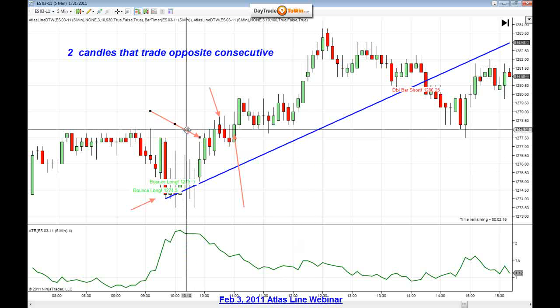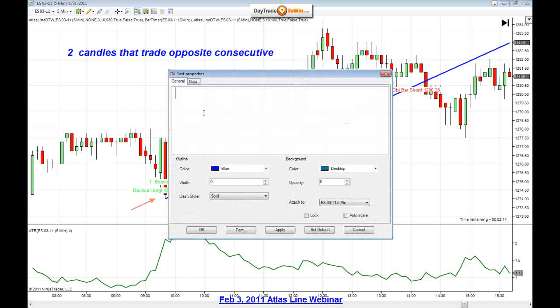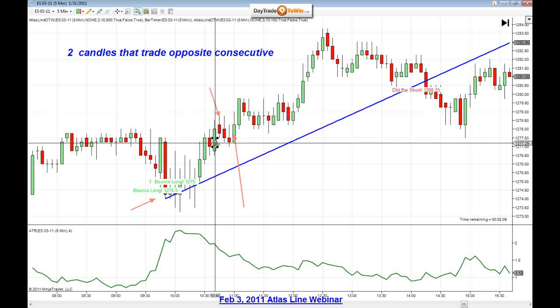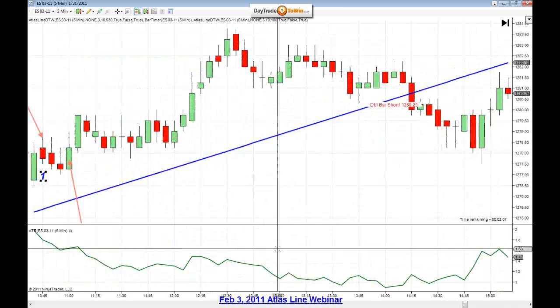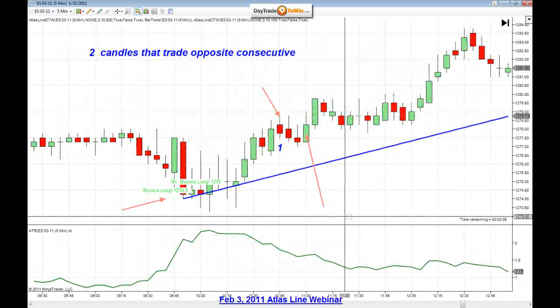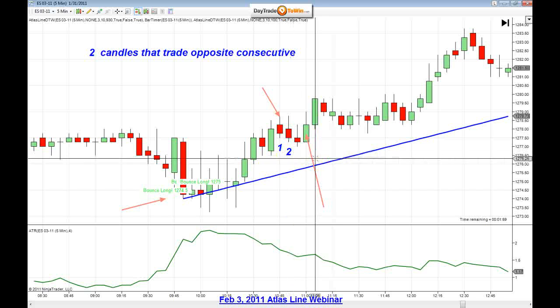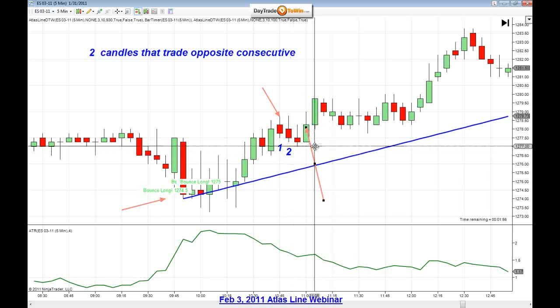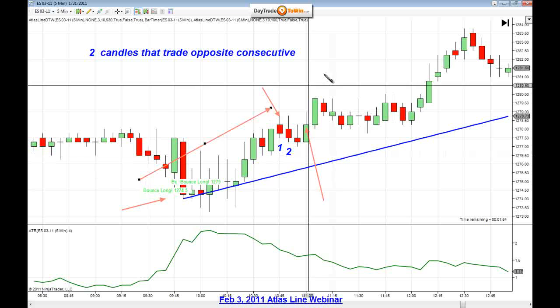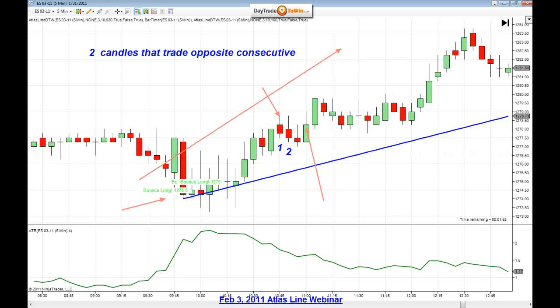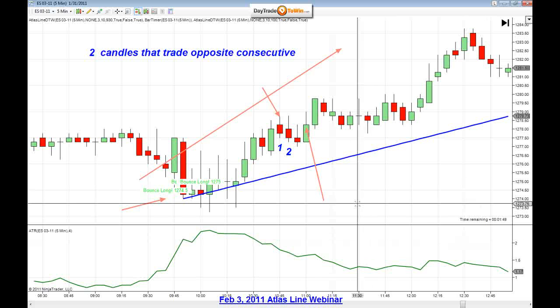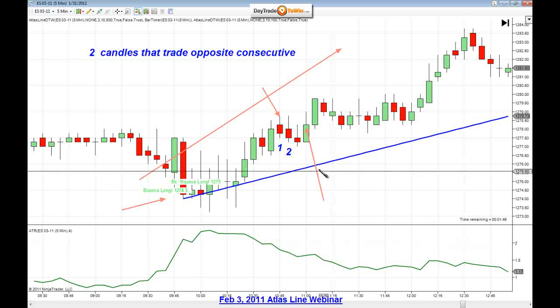All right. So to clarify, my definition of a pullback is 2 consecutive candles. We have it here. 1, 2. Let's just take a look here. 1, 2. Minimum of 2. The first green candle that reaffirms the trend up, I'm going long, right? Simple, right? Pretty good. Now, let's take a look at what happens when we have another pullback.